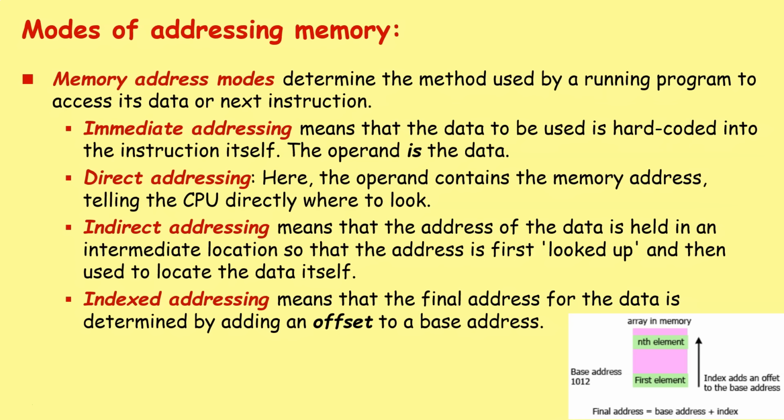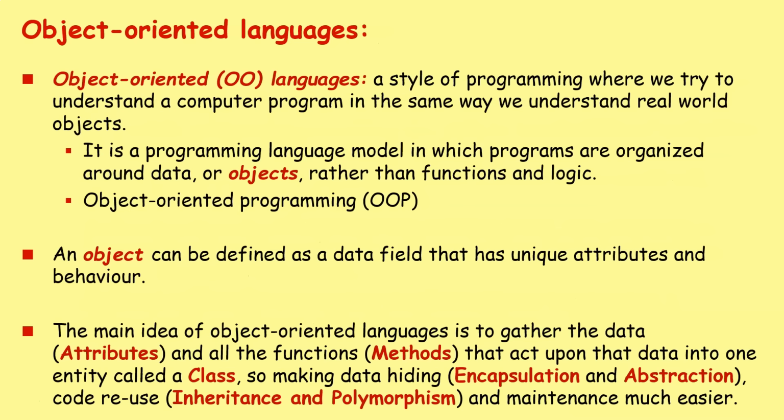Indexed addressing means that the final address for the data is determined by adding an offset to a base address. This is what we could use for something like an array, for example. Now let's look at object-oriented languages. So again, this is another huge topic. I could spend hours talking about this. Again, we're just going to revise it, just give you a few key points on a few slides.